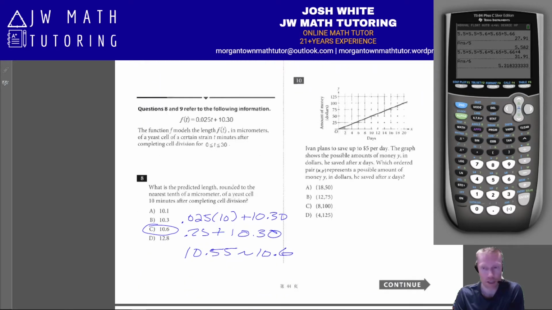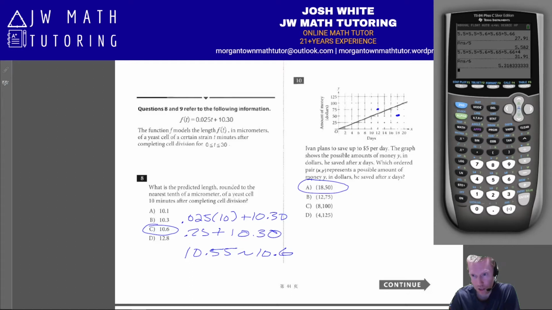All right, problem number 10, you have another graph. You have a line here, and it basically shows the number of days down here, and then the amount of money he saved after however many days. It's basically asking which pair represents a possible amount of money that he has saved after x days. So if you look at all these points, there's only one of them that is either on the line or under the line. And that's going to be answer choice A, 1850, which would be right here.